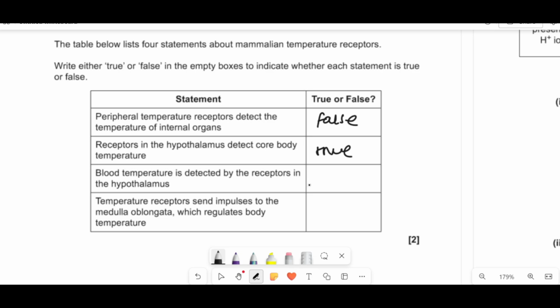Blood temperature is detected by receptors in the hypothalamus. Well, yes, that would also be the case because they're detecting the temperature of the core using the blood, so that's true. Temperature receptors send impulses to the medulla oblongata, which regulates body temperature.